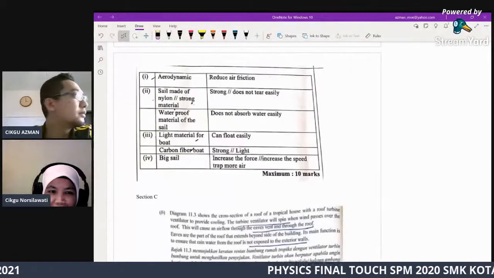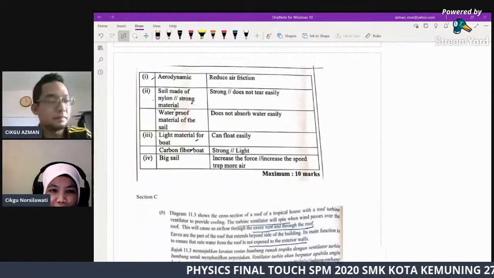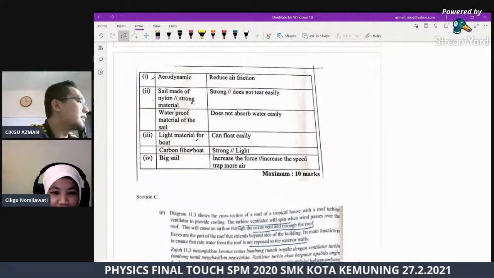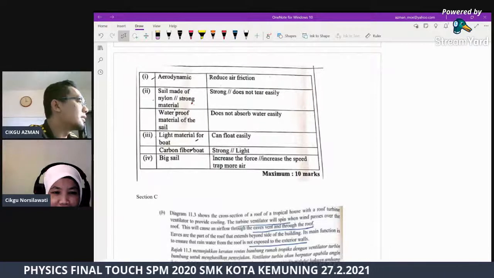Cikgu Azman. Ya, tolong masukkan Puan Chan keluar, dengan Asmi sekali. Okay.